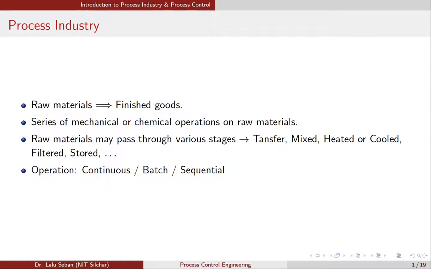As we know, the general term industry is where raw materials are converted to finished goods for the mass market. In process industry, there is a series of mechanical and/or chemical operations on the raw materials. The raw materials may pass through various stages: mixing, heating, cooling, filtering, storage, transportation, etc., to convert them to finished goods. The operation in process industry can be continuous, batch, or sequential in nature.